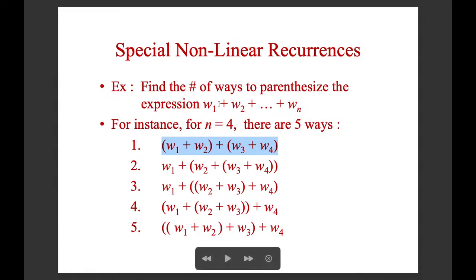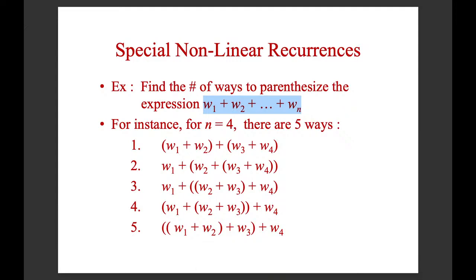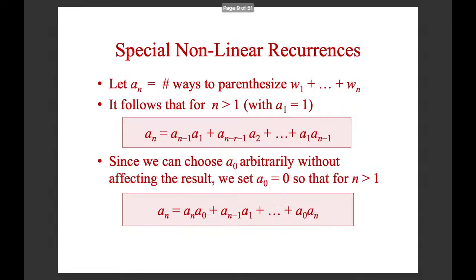And in general, we want to find out how many ways to add n terms. So what should we do? Let us establish a recurrence relationship of counting the number of ways to add these n terms. We let a_n be the number of ways that we want to find out. First of all, a_1 is equal to 1. If we have just one term w_1, there's no choice that we can make.